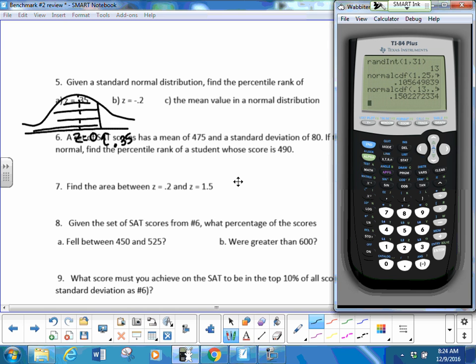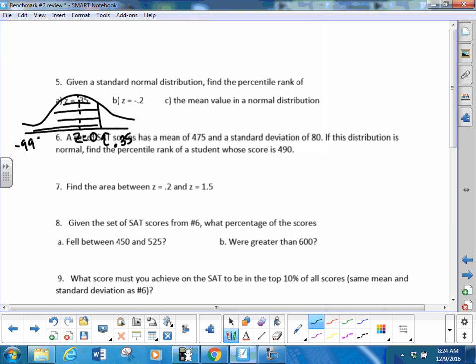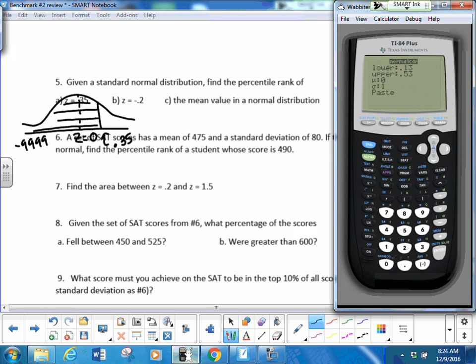Alright, so I'm going to go to second. I want distribution, and I want normal CDF. And I already know what my boundaries are because I did my shading. So if we're reading it from left to right, we want low, some really low number. I like to use -999. Then 0.35. Anytime you're talking about a z, that's standardized, right?